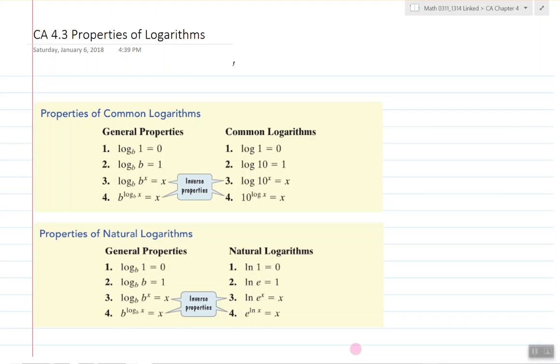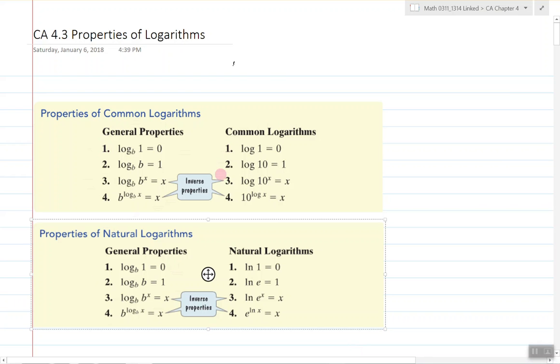This is exercise 4.3 on the properties of logarithms. Anytime you study a particular process or type of function, you usually look at properties that it has. So let's talk first about some general properties. I have these separated, and this comes from your textbook. These are the general properties.